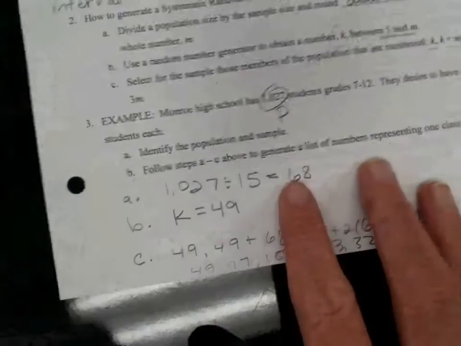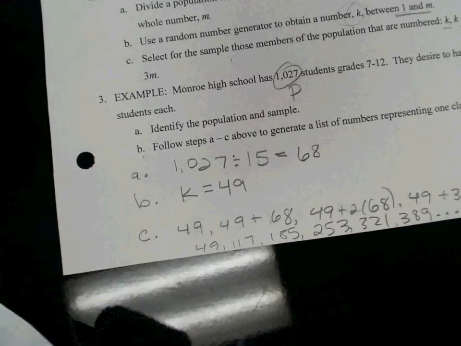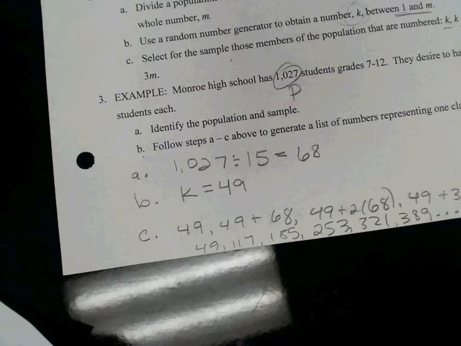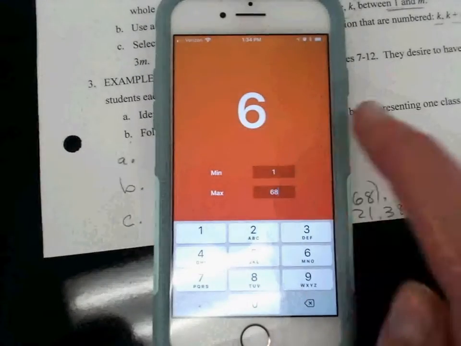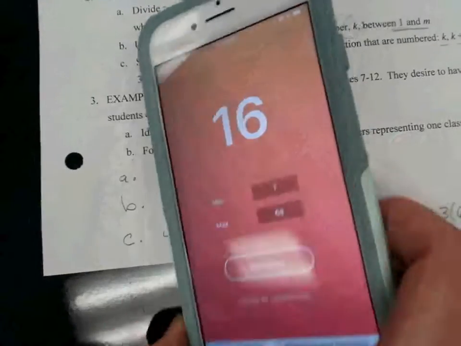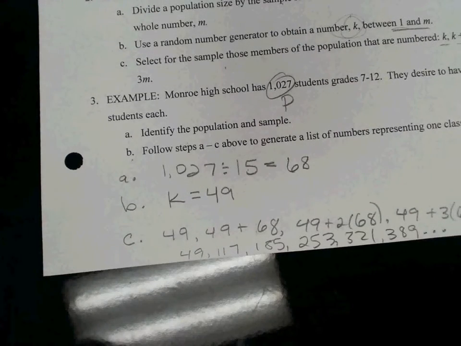For the 49, what two numbers did you have, like 1 to what? 1 to 68. To the sample size? Not the sample size, but my M value. It's 1 to M. M is calculated by dividing the population by the sample size. And sample size you choose. So if I have 1 to 68 and whatever, so then it would be every 16th. 16 would be my K value.